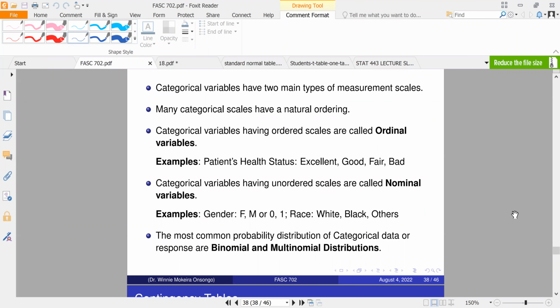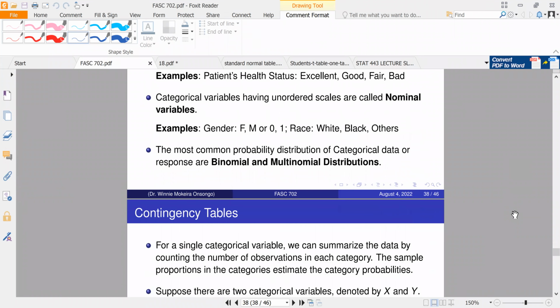And in that particular case, most of the time, if, for example, we look at the case of, maybe your variable is gender, you are either male or female. Now these types of nominal variables, they exhibit binomial and multinomial distributions.